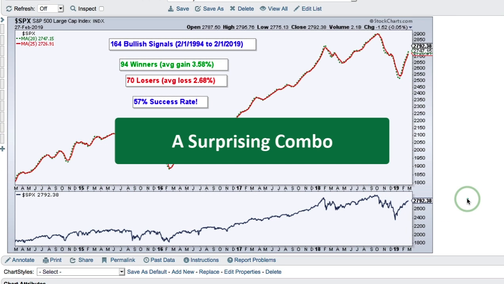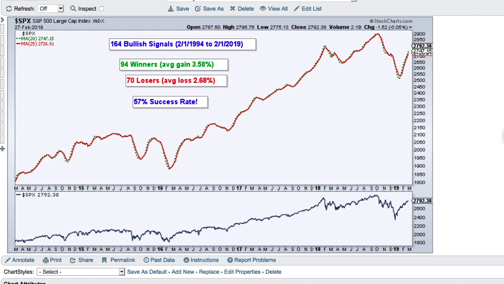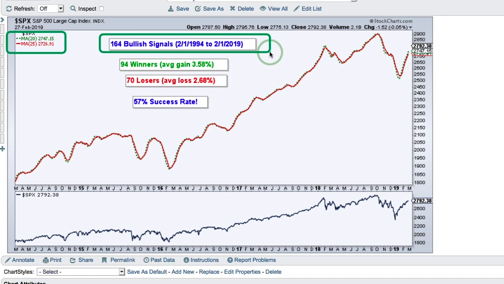Now this next moving average pair is rather unusual. You can see it's the 20-day moving average and the 25-day moving average. So there's only like 5 days separating the length of these two moving averages. So that means they're going to be pretty close together. And so I ran this, and you had 164 bullish signals, so a lot of signals. But look at that. You had more winners than losers. You had 94 winners, 70 losers, and the average gain was bigger than the average loss. So a 57% success rate.